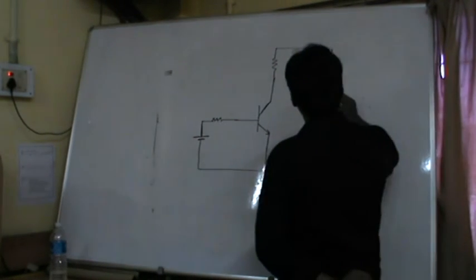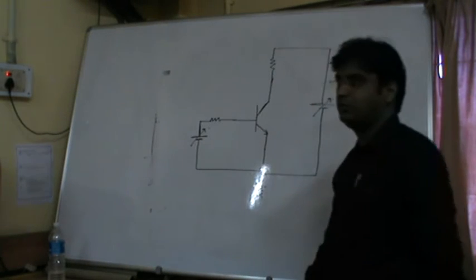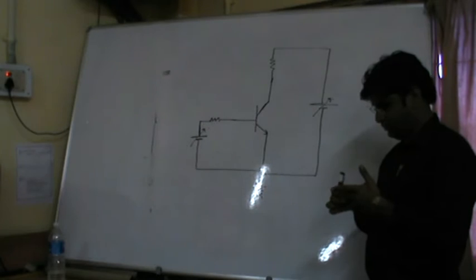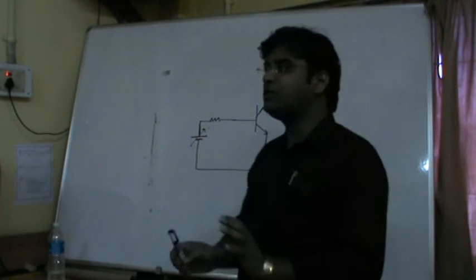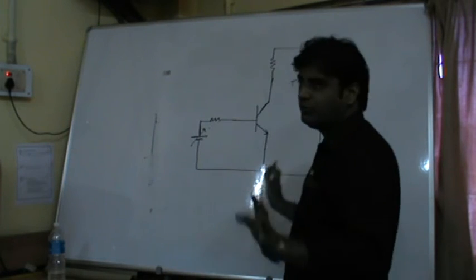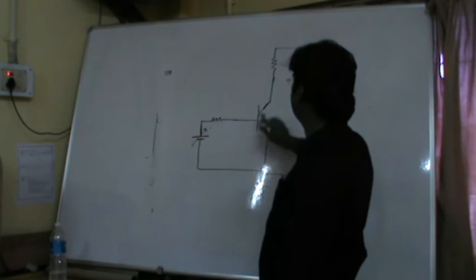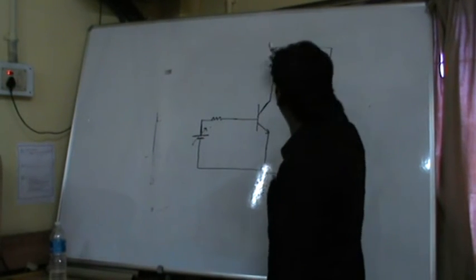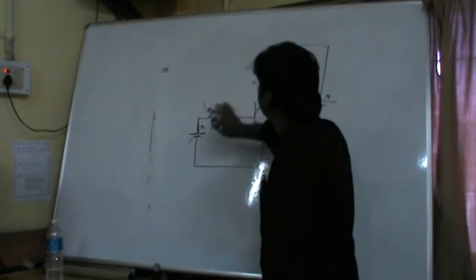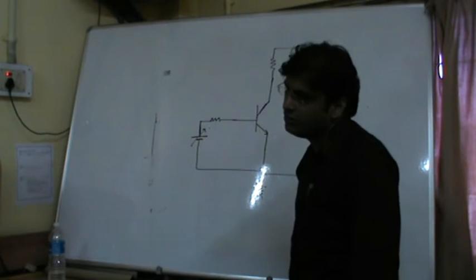Now these are the variable voltage sources. Suppose I am introducing this type of circuit. Why am I doing this? First of all, I am showing that this is the transistor, and I am introducing one resistance here, one voltage source here, which is a variable voltage source, and here another variable voltage source. Okay.